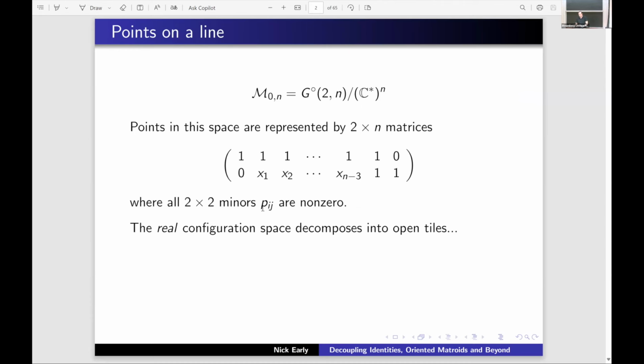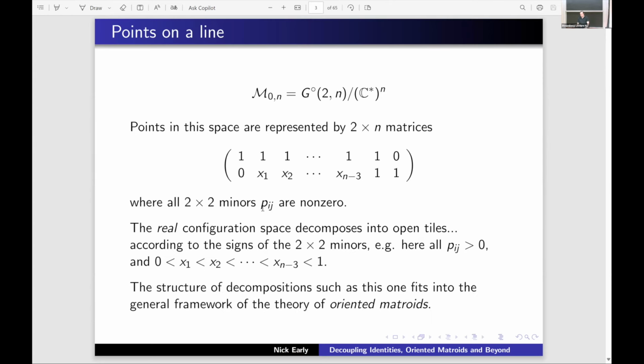So if we assume that these are over the reals, then this decomposes into some number of open tiles. All these tiles are simplices. And in the case that we order the coordinates, say 0 less than x1 less than x2, and so on all the way up, that says that all of the Plücker coordinates, all the 2×2 minors, are positive.